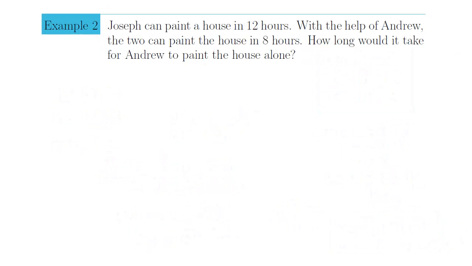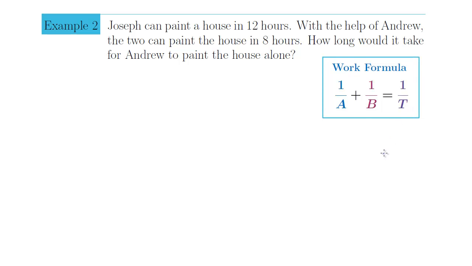Example 2. Joseph can paint a house in 12 hours. With the help of Andrew, the two together can paint the house in 8 hours. How long would it take Andrew to paint the house if he was working alone? Let's recall our work formula. 1 over A plus 1 over B equals 1 over T.